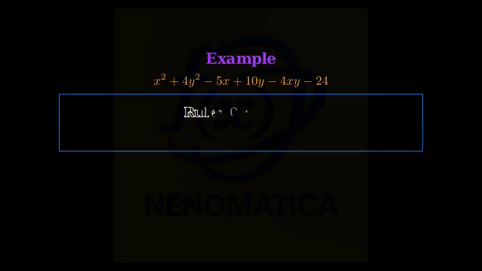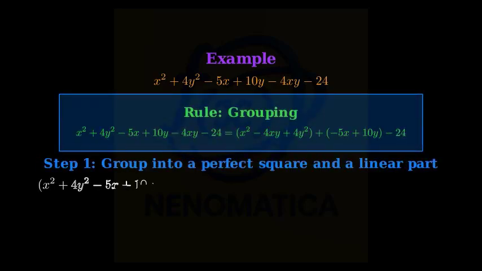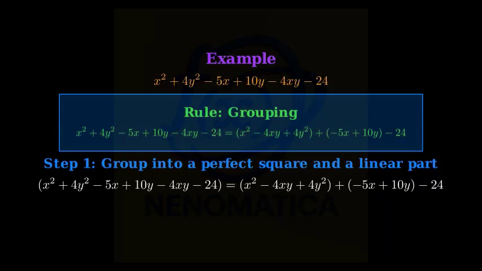Let's start with our example. Let's begin by grouping our terms in a way that will help us identify patterns. We notice that x squared, 4y squared, and negative 4xy can be grouped together to form a perfect square trinomial. Let's also group the terms with single variables, negative 5x and positive 10y, and keep the constant negative 24 separate.